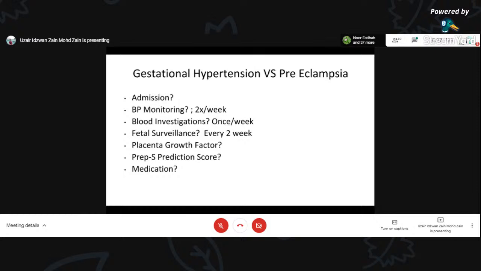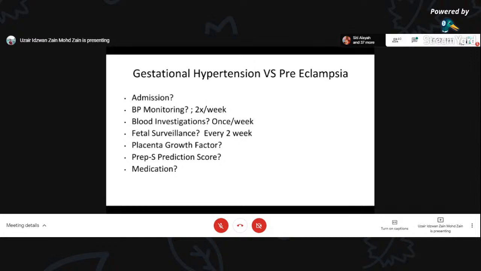Okay, so what's the difference between gestational hypertension and preeclampsia? First, by definition alone, gestational hypertension is when the patient only has hypertension. Preeclampsia comes with the package. She may have protein, proteinuria, or other things that follow with preeclampsia. So its admission is required. For gestational hypertension, if you only have hypertension without severe hypertension, usually the patient is not admitted.